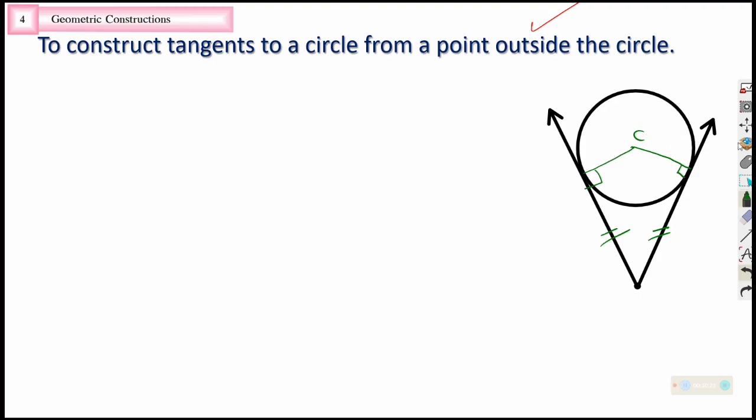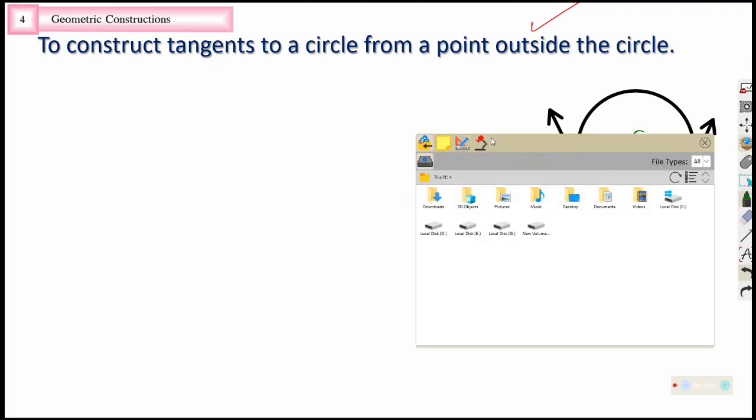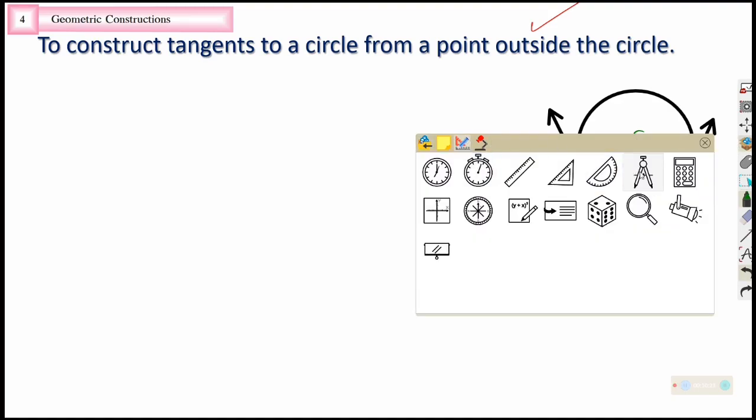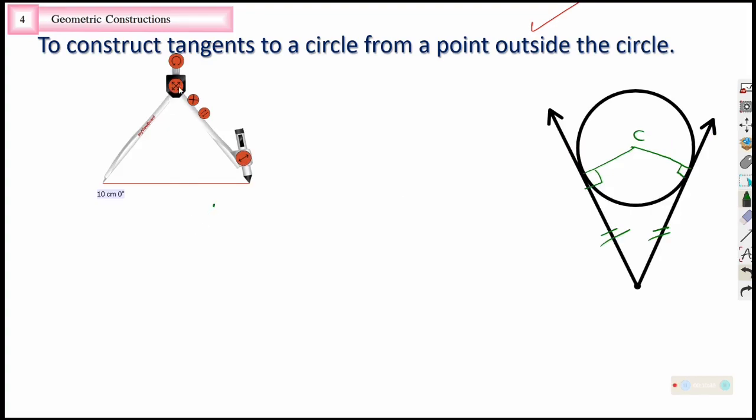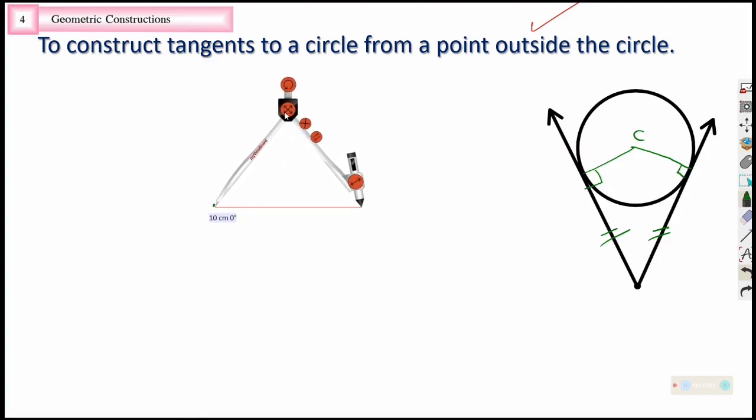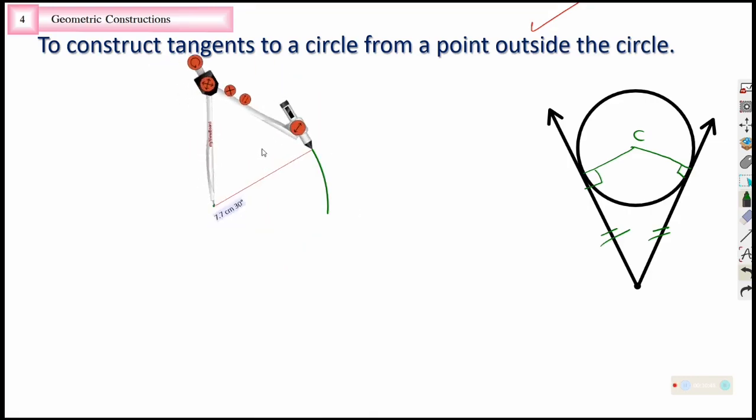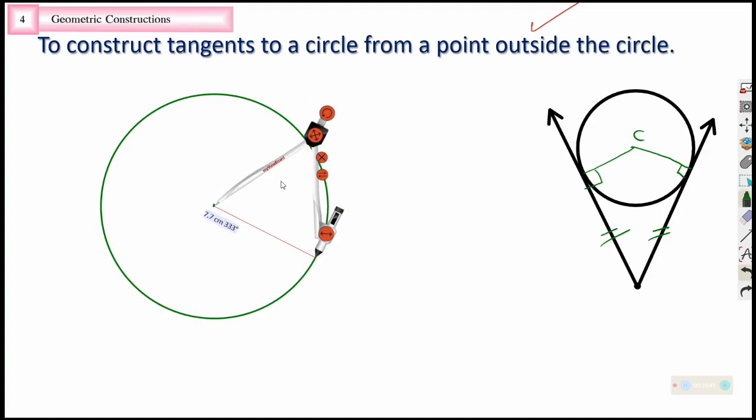So let me start drawing. This is something which is to be seen to be believed. For that, I need a circle. For that, I need a compass. The compass is here. I put a point. We will draw the circle here. Circle is drawn.